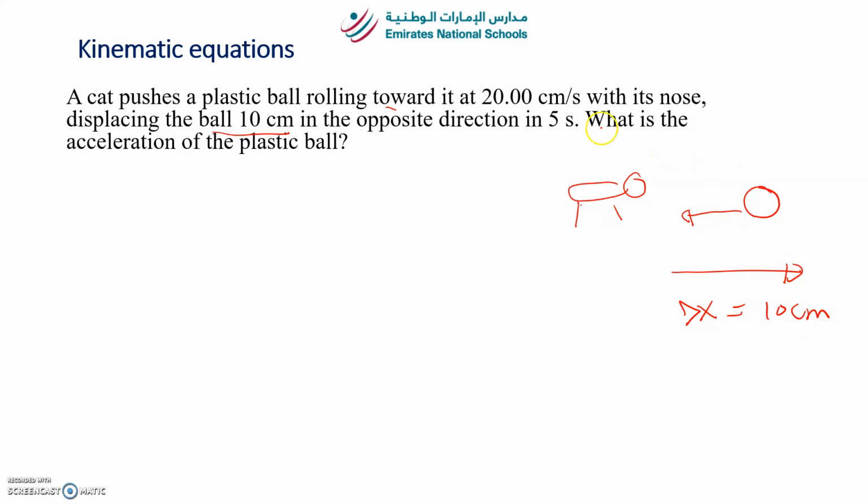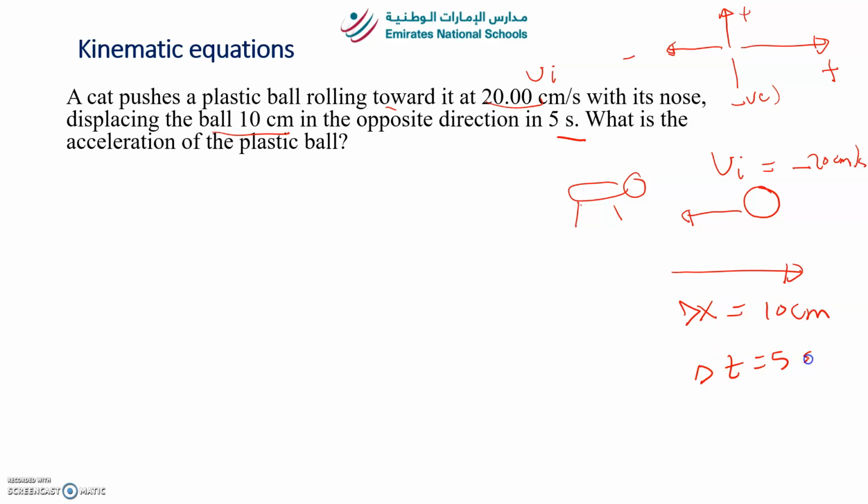Here, this one represents V initial. I'm going to put negative because velocity is a vector quantity. We agreed right is positive, left negative, up positive, down negative. So left will be negative 20 centimeter per second. In 5 seconds, so here I have time, delta t, 5 seconds. Always look at the unit. Second is for time. What is the acceleration of the ball?